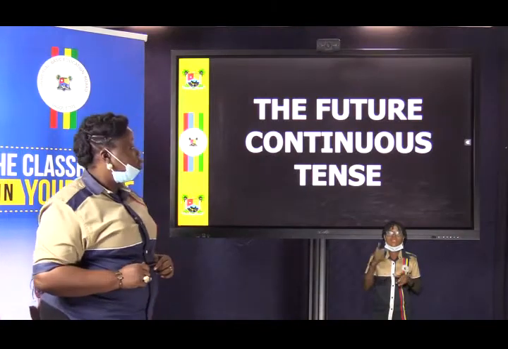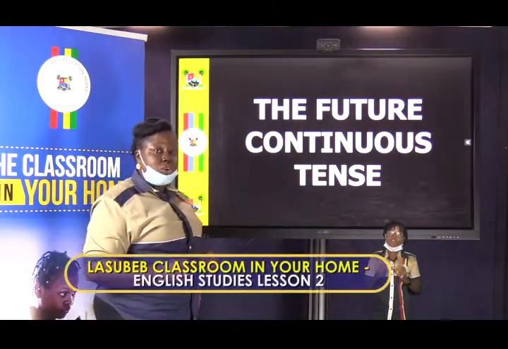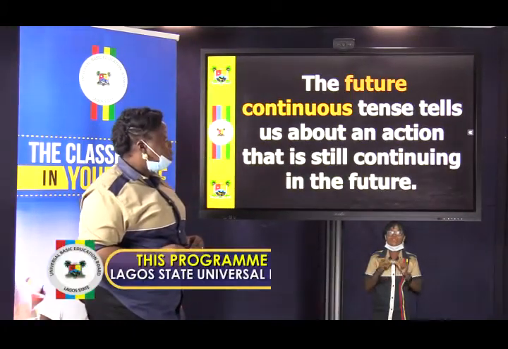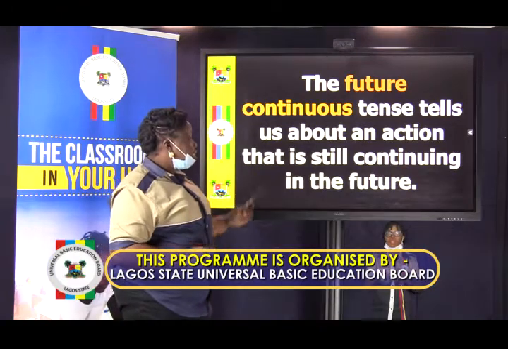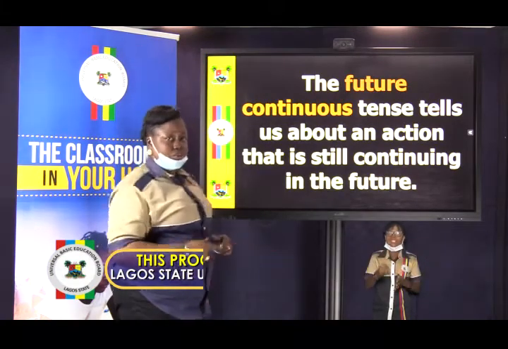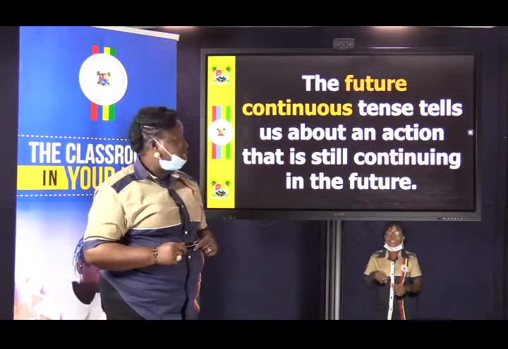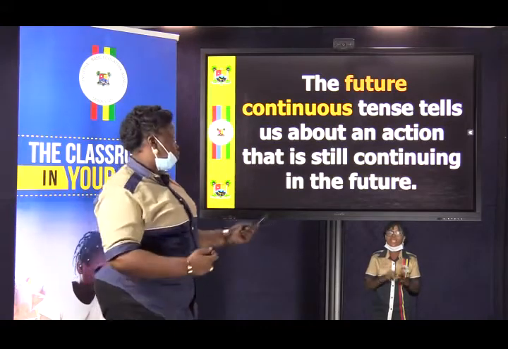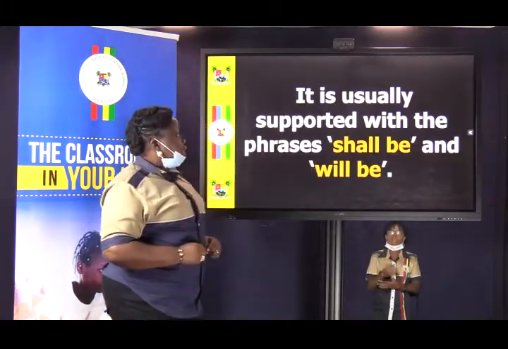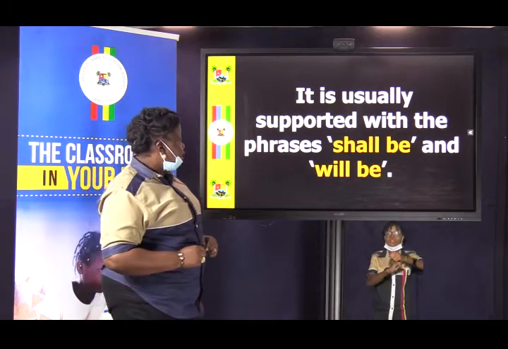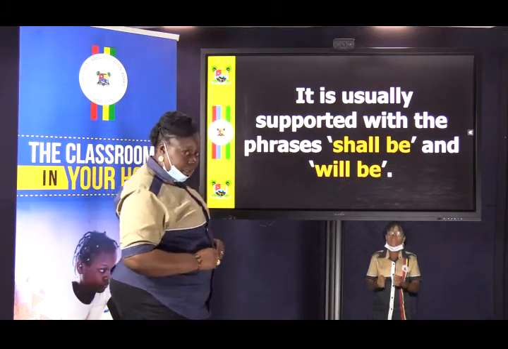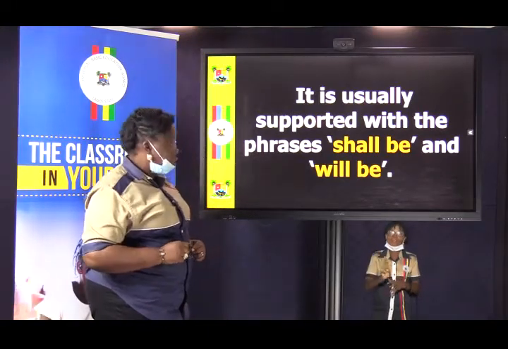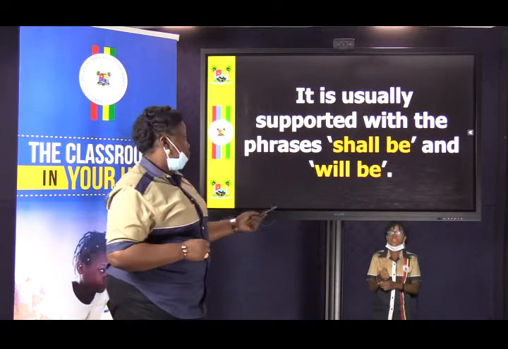Now, let's talk about the future continuous tense. The future continuous tense tells us about an action that is still continuing in the future. It is usually supported with the phrases shall be or will be.